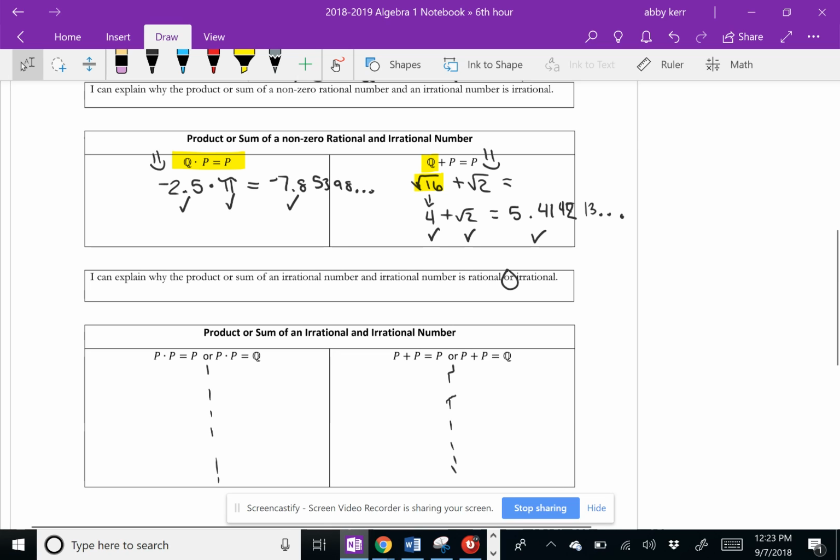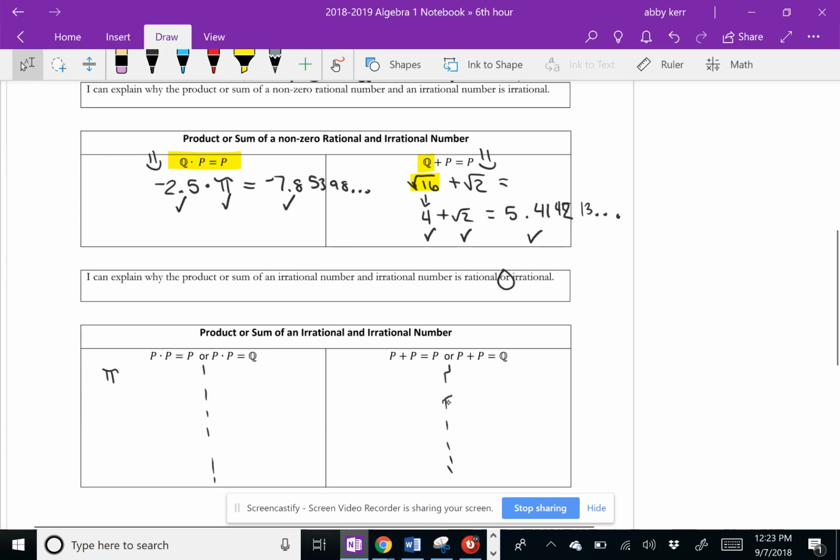So if I choose irrational, let's just say pi times the square root of 2, pi times the square root of 2 will get you 4.44288... So this is irrational times an irrational equals irrational. This one is going to be challenging.